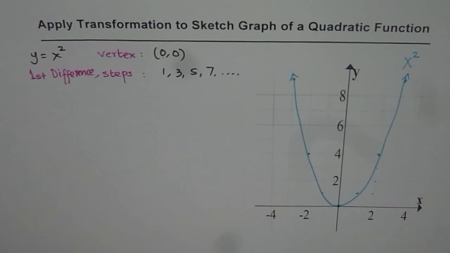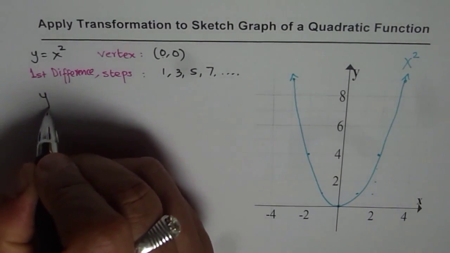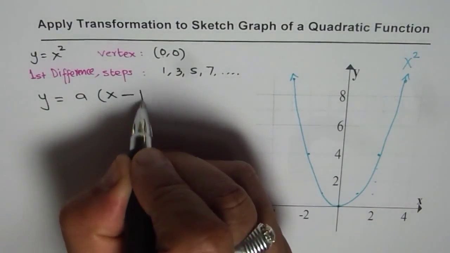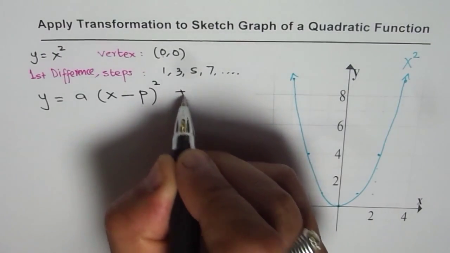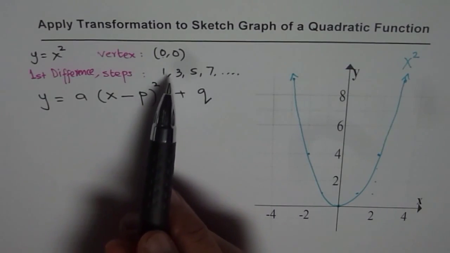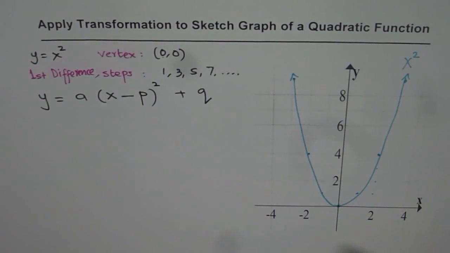Now we will see how to transform and sketch any graph of a quadratic function. In general, we can write a transformed function as y equals a times (x minus p) whole squared plus q, right? That is the general equation of a quadratic function in vertex form. We selected vertex form because vertex and steps is the technique which we are going to use to sketch all our graphs.